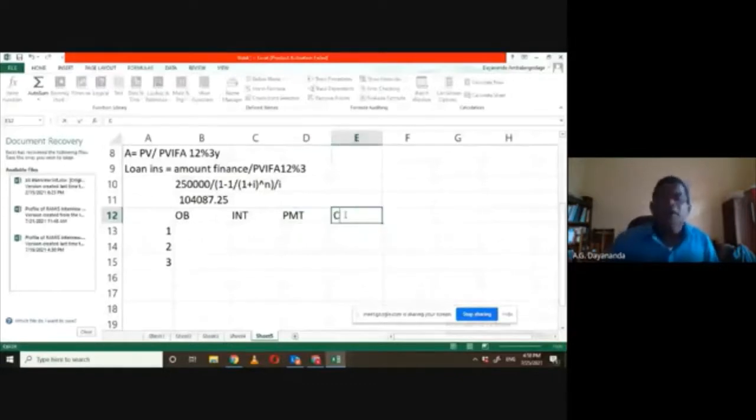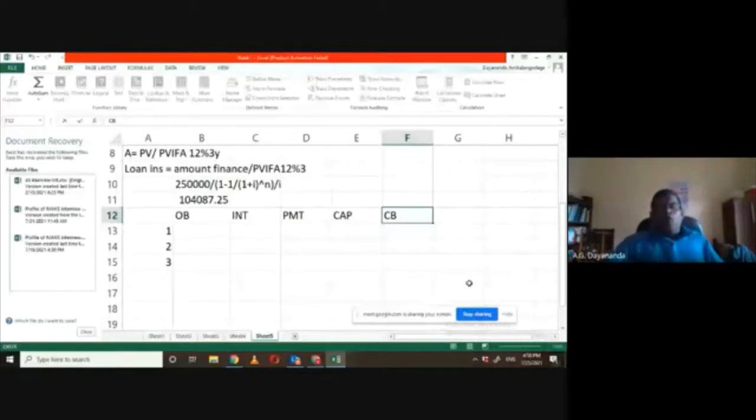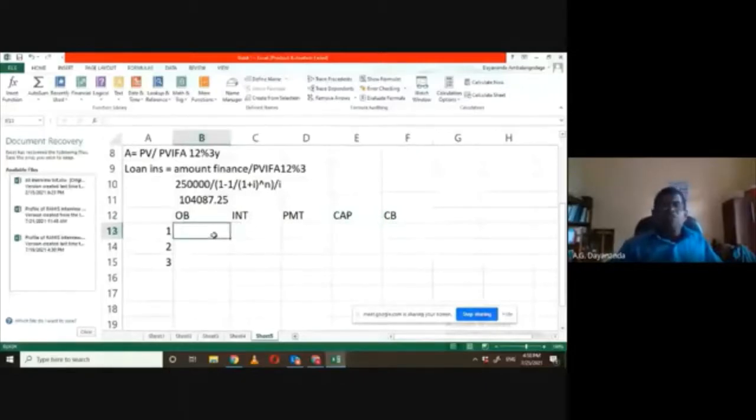Are you clear? This is a little different from what we discussed in the slide presentation, but the same logic in a different form. Opening balance, interest for the period, PMT means payment, cap means capital, that is the capital portion of the loan installment, and the closing balance. Here, of course, you are giving 250,000. So the account balance is shown as first year opening, first year closing, second year opening, second year closing, third year opening, and third year closing. That's why I put opening and closing.